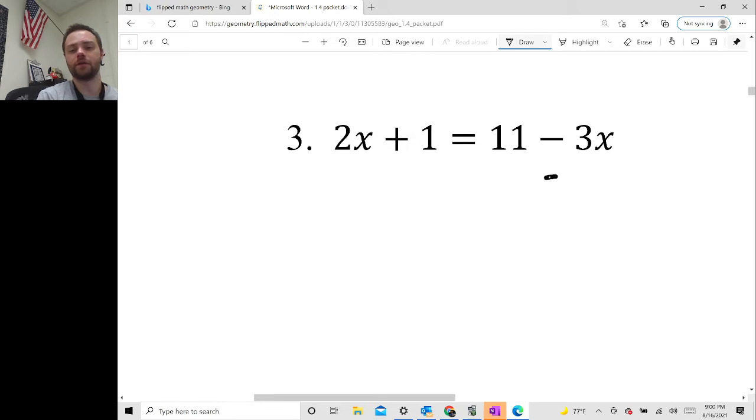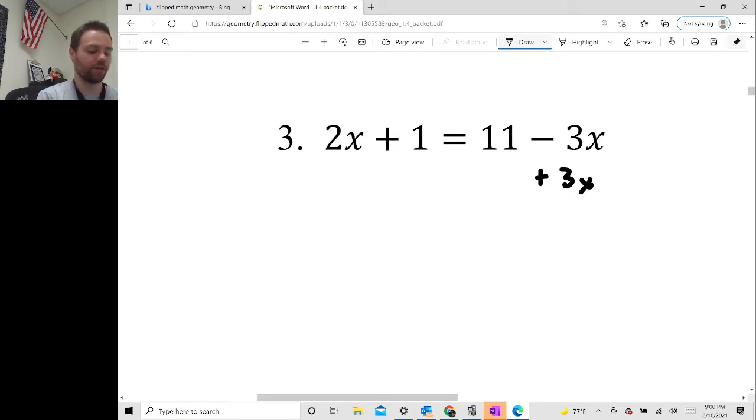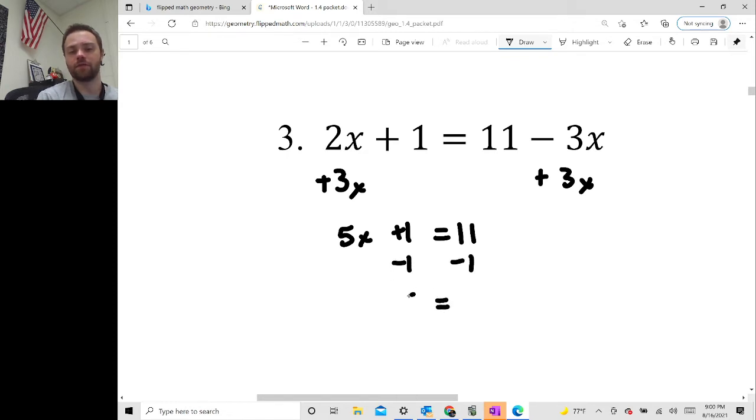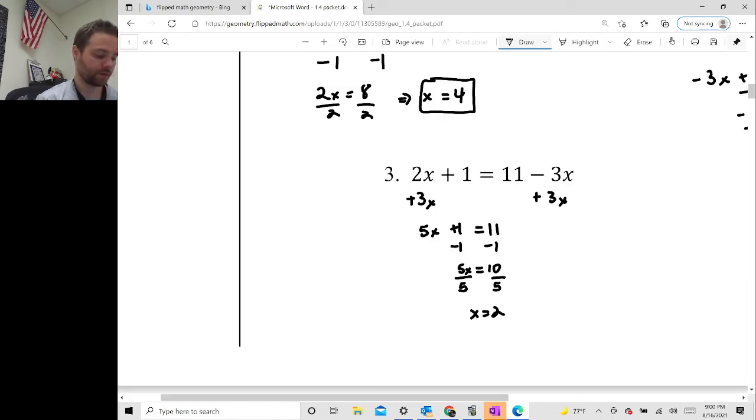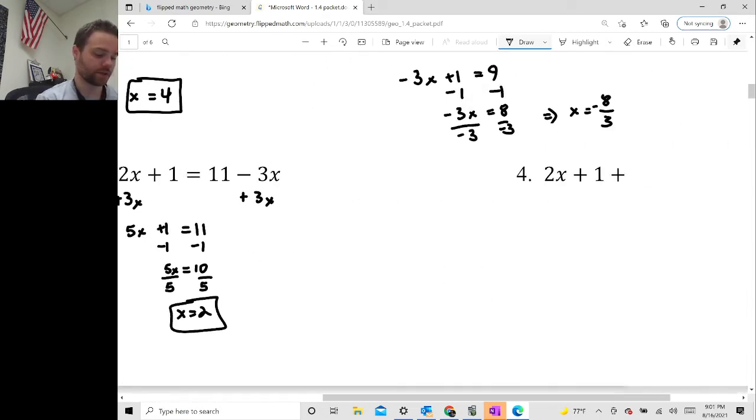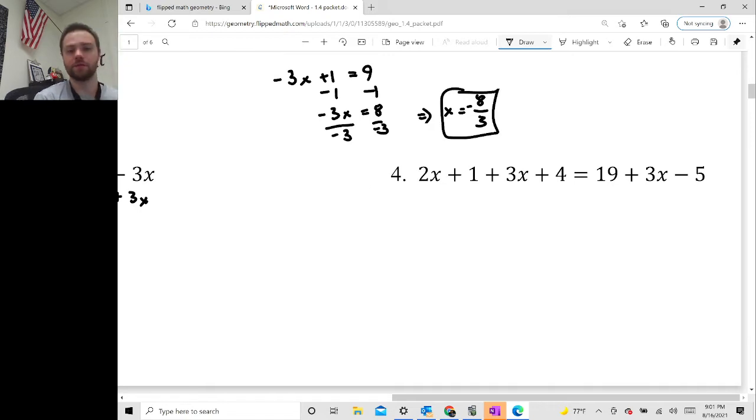Over here, I want to get all the variable terms on one side, so I'm seeing this negative. I want to change it to a positive, so I'm going to add 3x to both sides of that equation. So 2x plus 3x is 5x, plus 1 equals 11. And then I want to solve for x, so I want to get rid of this addition of 1, so I'm going to subtract 1 from both sides. So I get 5x equals 10. And then I can divide by 5 on both sides to get rid of this multiplication of 5, so I'm going to divide 10 by 5, and I get x equals 2. And that is perfectly acceptable. Probably should box that one too.